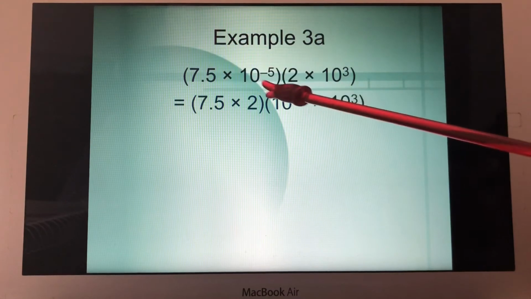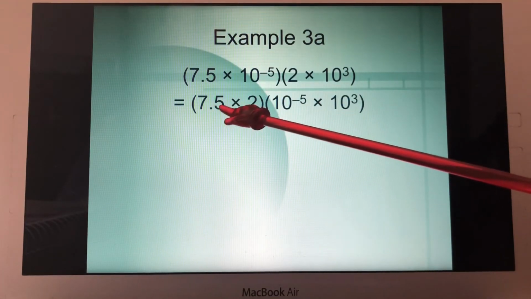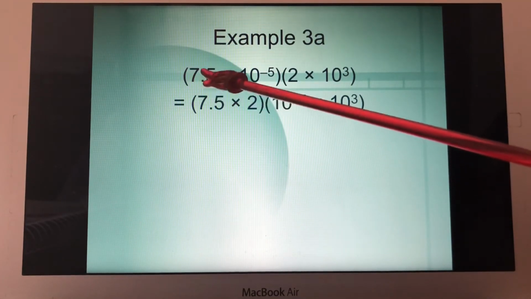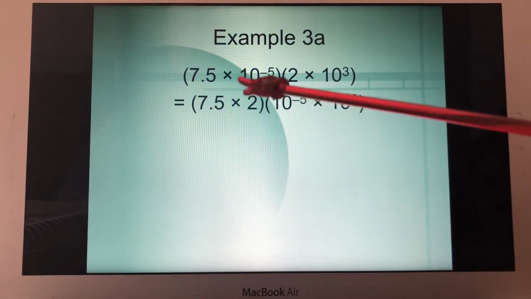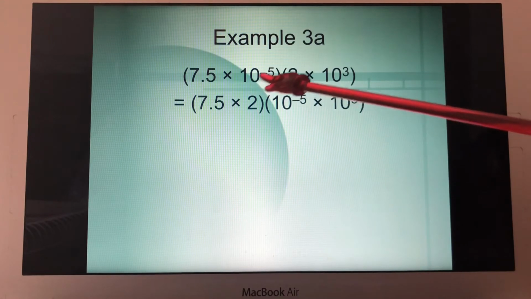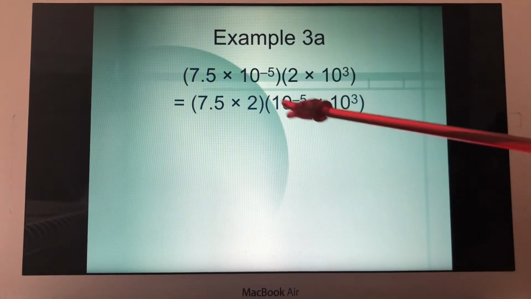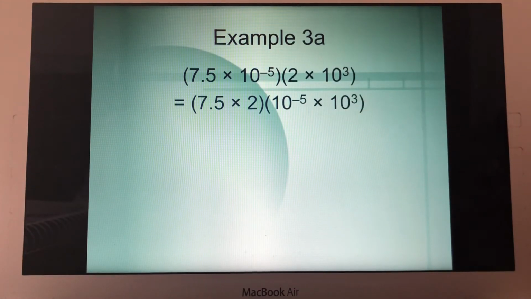Okay, so we're going to group them together using our commutative property. Okay, 7.5 times 2. That is one grouping. Then we can group our powers of 10 together here. 10 to the negative 5th times 10 to the 3rd.